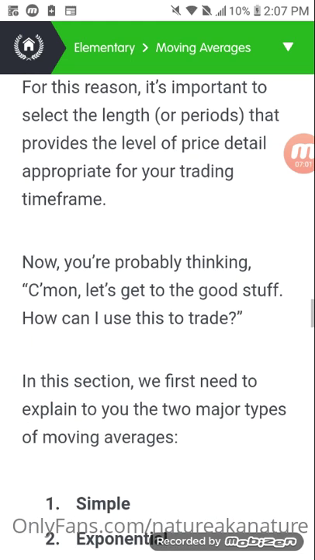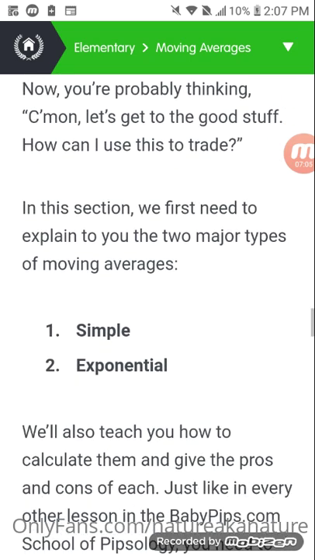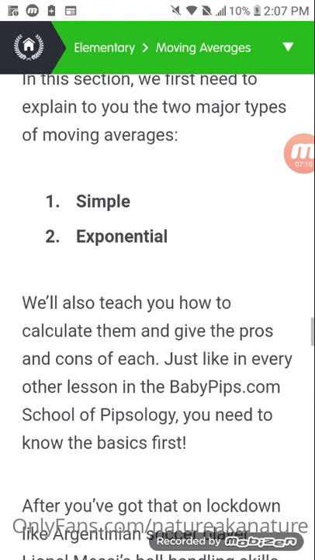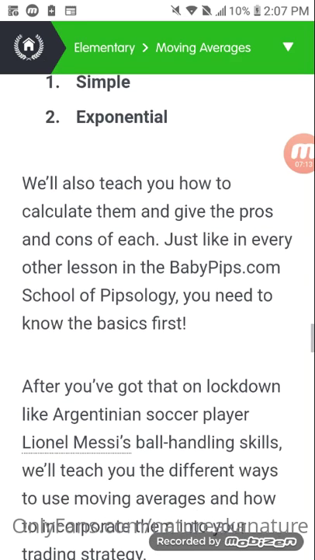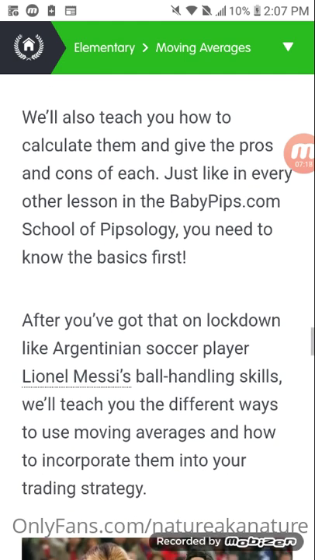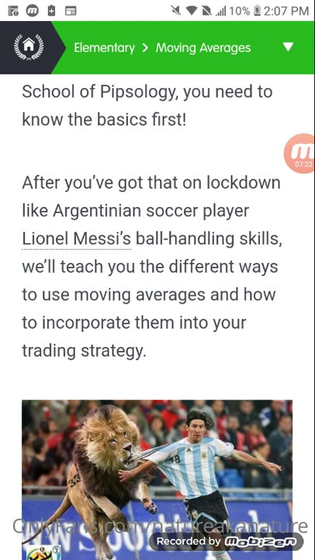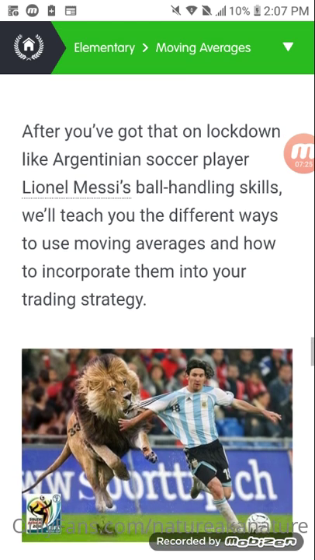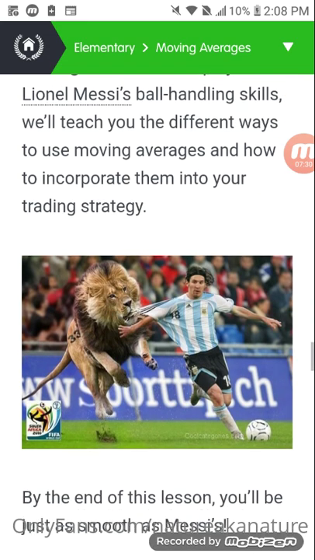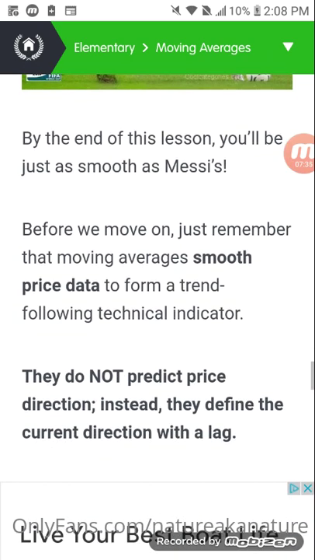Okay, so now we're probably thinking, come on, let's get to the good stuff. How can I use this to trade? In this session, we first need to explain the two major types of moving averages. Okay, they're simple and exponential. We'll also talk about how to calculate them and give the pros and cons of each. Just like in every lesson in the BabyPips School of Pipsology, you need to know the basics first. After you get a lockdown on the different ways to use a moving average and how to incorporate them in your trading strategy, by the end of this lesson, you'll be as smooth as Messi.